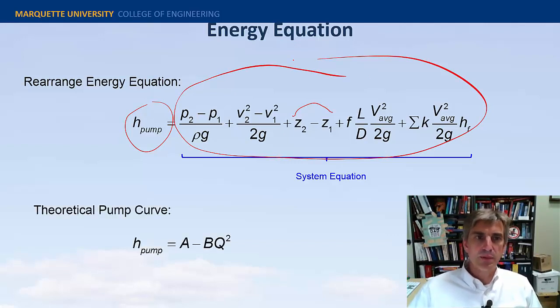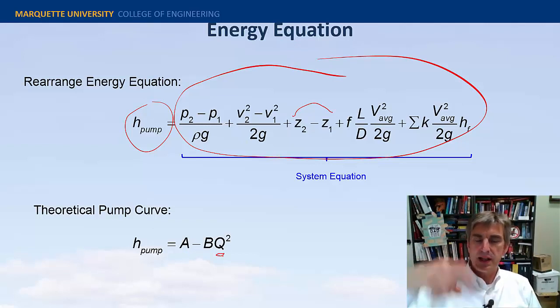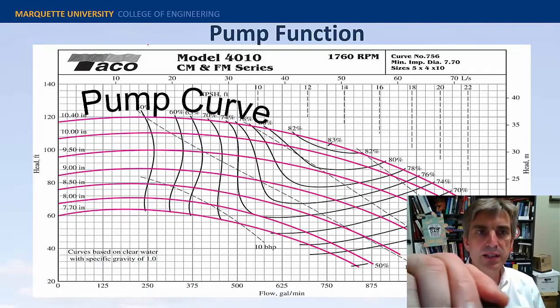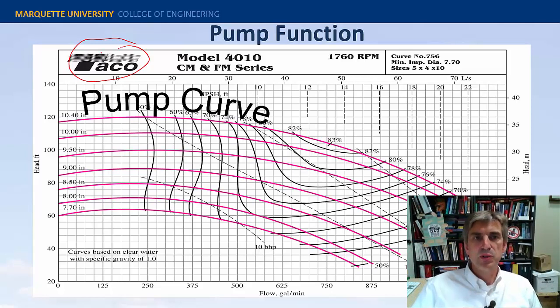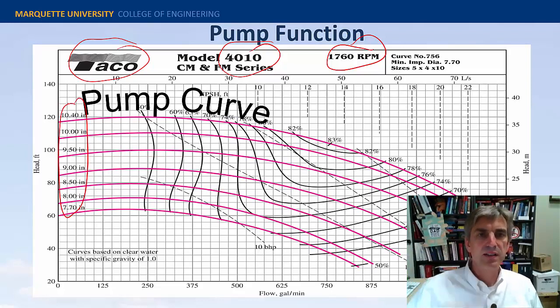The theoretical pump curve is a constant minus some constant times flow rate squared. So it's an upside down parabola. And here's an example. This is a company, Taco. They produce these pump curves. So this is the model 4010, and it's operating at 1760 RPM for water. And you can buy it with these different diameter impellers inside.